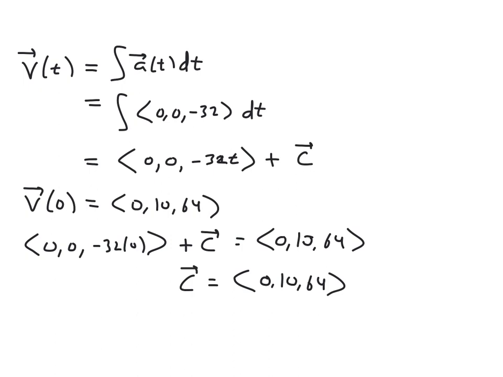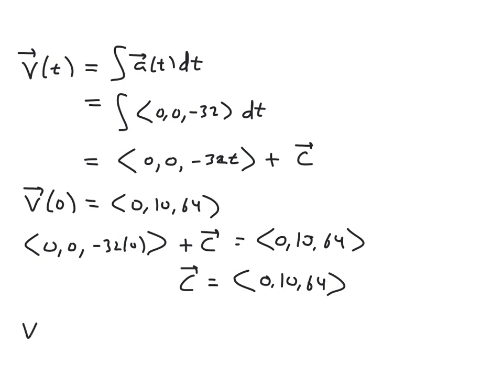Now I'll point out that this is not always the case. It's not always that the initial velocity will be this particular vector. It was the case in this particular instance because our acceleration vector was constant.